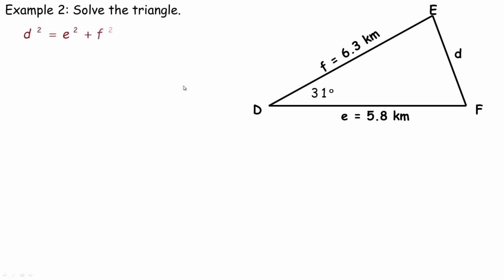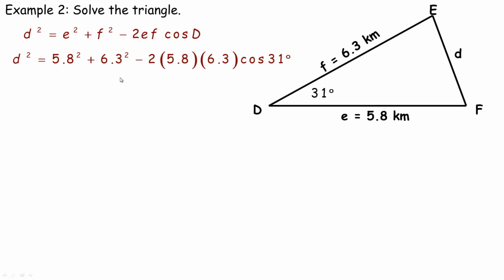So I would write out my cosine law for this triangle. And it looks like this. So side D squared would equal E squared plus F squared minus 2EF cos D. Again, that's the angle across from the side we're trying to find. And so the next thing we would do is substitute in all the values. So E is 5.8, F is 6.3, and here as well. And the angle is 31 degrees.